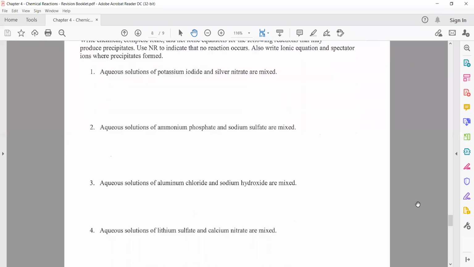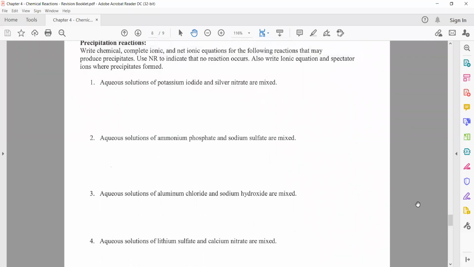And then some precipitation reactions. We did a few examples of precipitation reactions as well on Friday, and we wrote some of the ionic equations and the spectator ions. Does anyone have any confusions with reference to writing ionic equations or spectator ions, or don't know how to do that? Just let me know. Yes, if you have a question, just let me know.